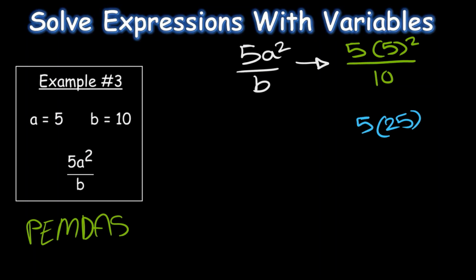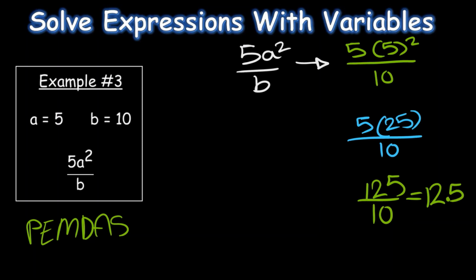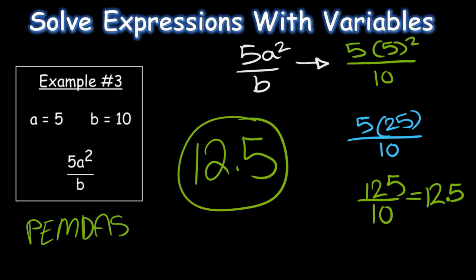So we have 5 times 25 over 10. So when we multiply 5 by 25, we get 125 over 10. And this simplifies to 12.5. Therefore, this simplified expression will be 12.5 when the values of 5 for a and 10 for b are used.